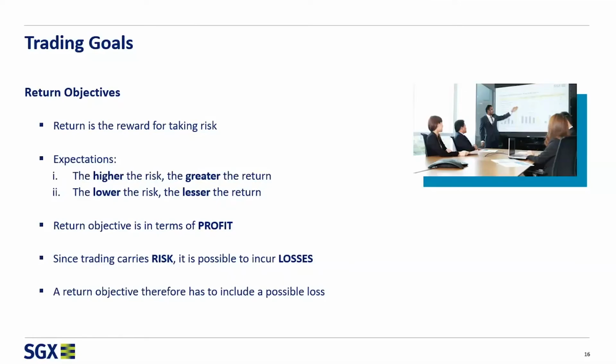Sometimes people ask me, is there low risk but high return? In this case, that can't be expected. So the expectation is for higher risk and higher return. Okay, so return, definitely in terms of profit, and there's always a risk of a loss. Therefore, when we have a return objective, we must think of the possible loss as well. So like the example we had in the first slide of this section, I'm willing to risk $200 to make $500, something like that, right?